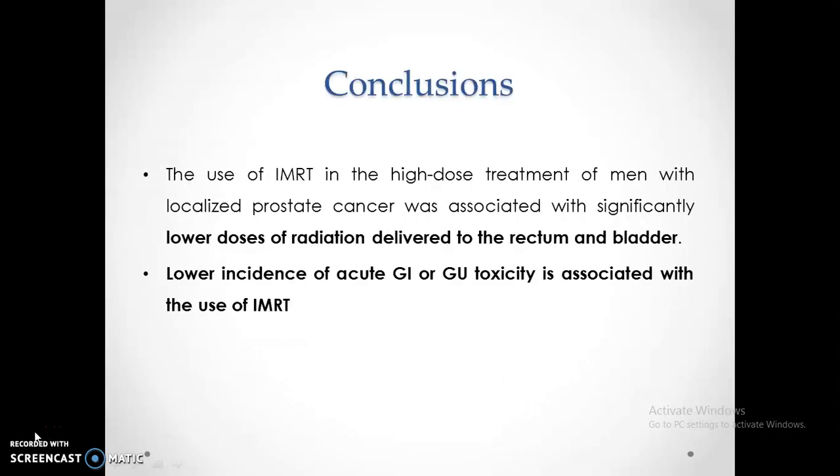The conclusion of the study is that the use of IMRT in the high-dose treatment of men with localized prostate cancer was associated with significantly lower doses of radiation delivered to the rectum and bladder. A lower incidence of acute GI or GU toxicity is associated with the use of IMRT.